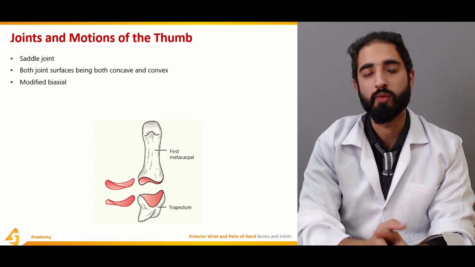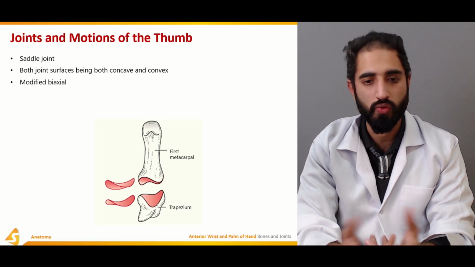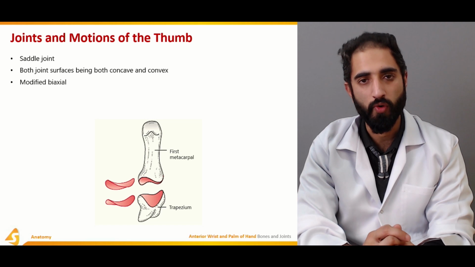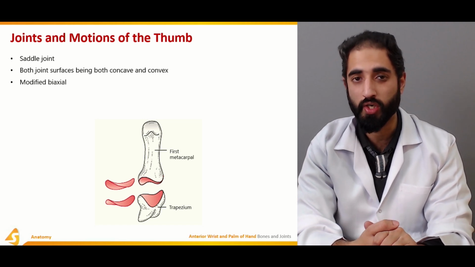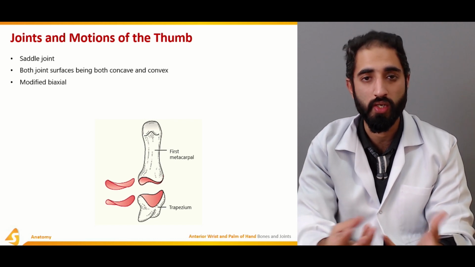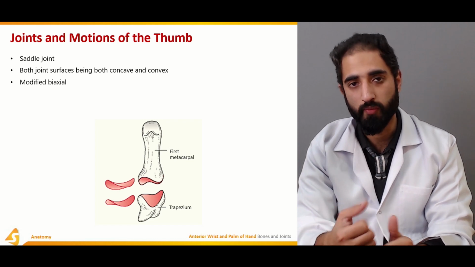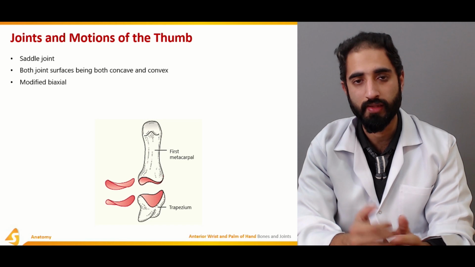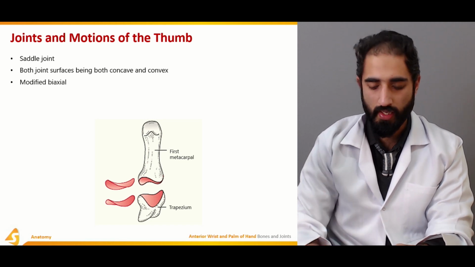So that is very important. And as it is a biaxial joint, we have two types of movement possible in two different planes, but there's also a slight component of rotation which is responsible for the movement of opposition between the little finger, or the fifth digit, and the thumb, also known as the first digit, and that is why it is known as a modified biaxial joint or a saddle joint.